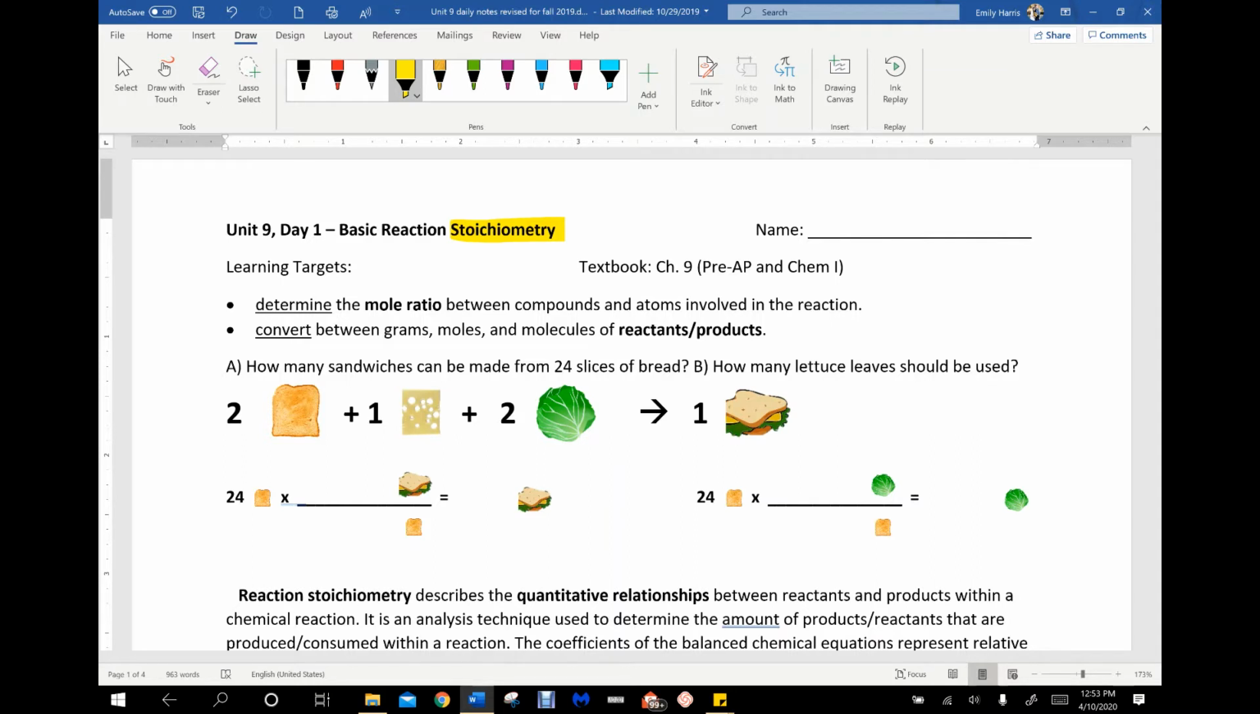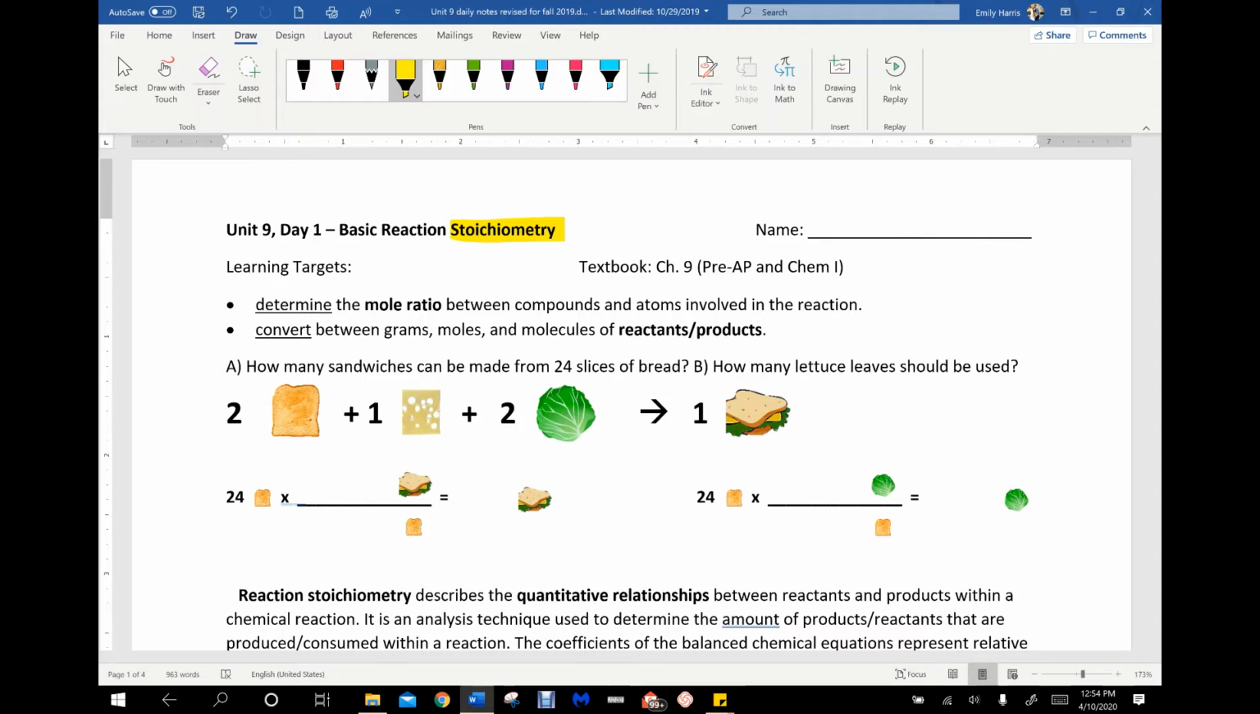Our goals for today are that we want to be able to determine a factor that's called the mole ratio between different compounds and atoms that are involved in the reaction. And then we also want to be able to use that to convert between grams, moles, and molecules of reactants and products.